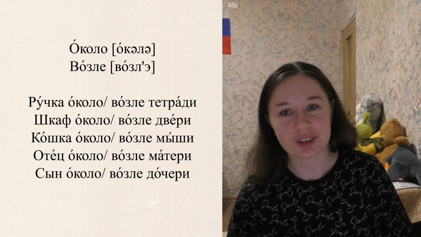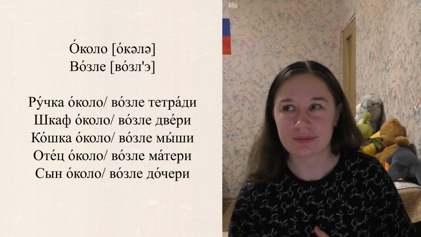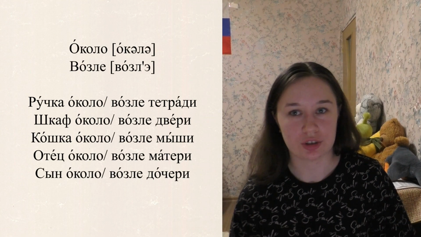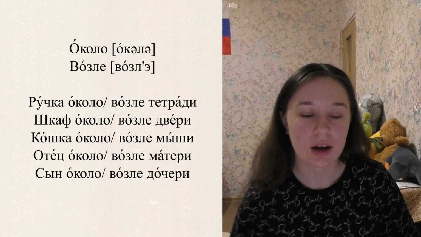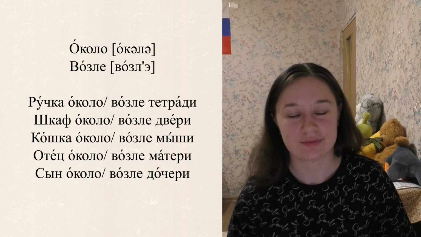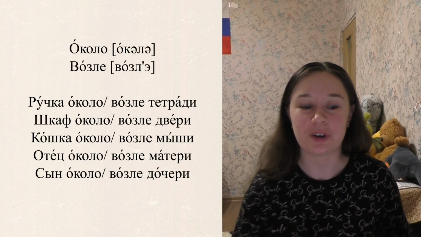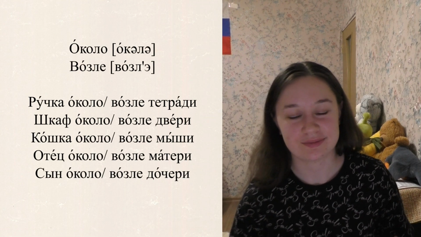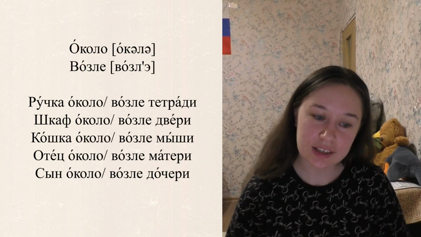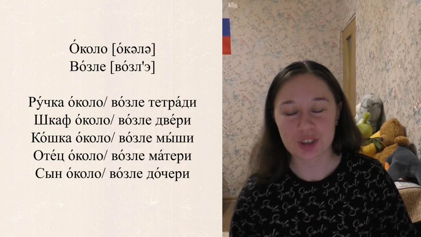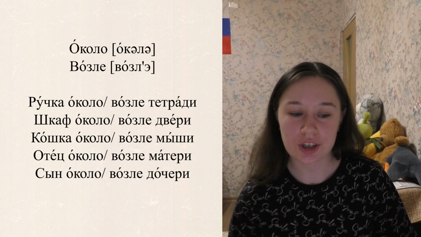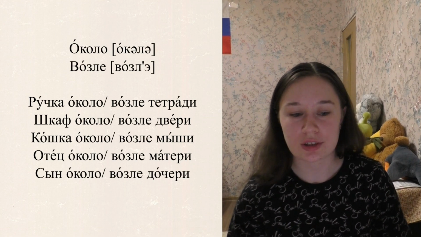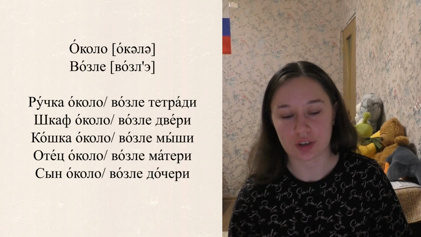Кошка около мыши. Cat near the mouse. Кошка возле мыши. Отец около матери. Father near the mother. Отец возле матери. And the last one. Сын около дочери. Son near the daughter. Сын возле дочери.